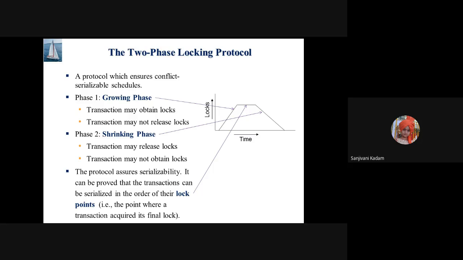Two-phase means that there are two phases in which this locking mechanism works. The first phase is the growing phase. The growing phase is the phase during which locks are obtained on data items. This phase only has lock requests, be it shared or exclusive mode. During this phase only lock requests are sent to the concurrency control manager, and no locks are released.